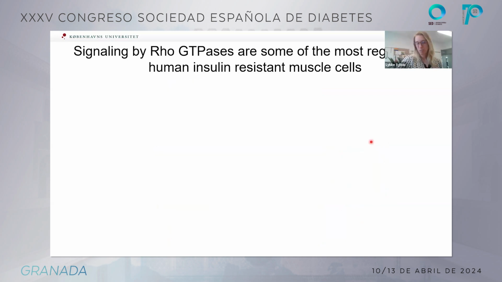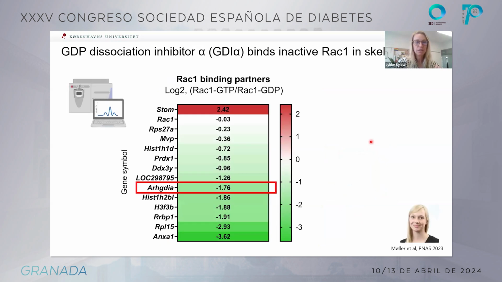And this excited us because this is what we looked into, and we have now really tried to better understand what could be inhibiting these Rho GTPases, or at least RAC1, in insulin-resistant skeletal muscle. So Lisbeth Møller, who is a postdoc in my team, investigated the RAC1 interactome in response to when RAC1 was active and when it was inactive. And what she found was that this protein, ARHGDIA, which is a gene name for GDI alpha, really heavily interacted with RAC1 when RAC1 was inactive. So it kept RAC1 in an inactive state.